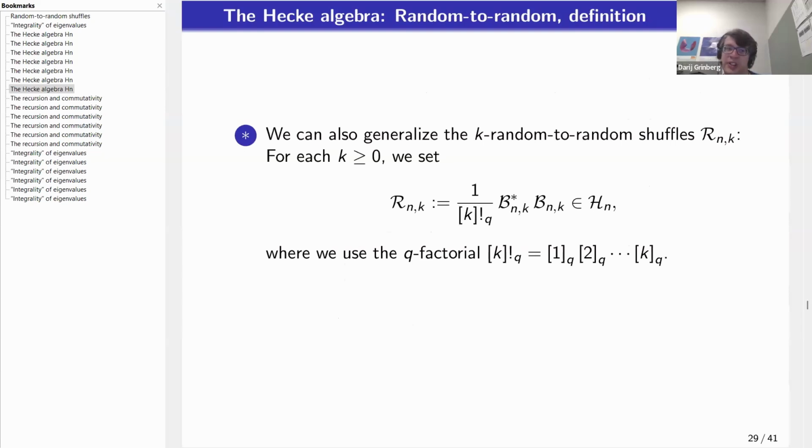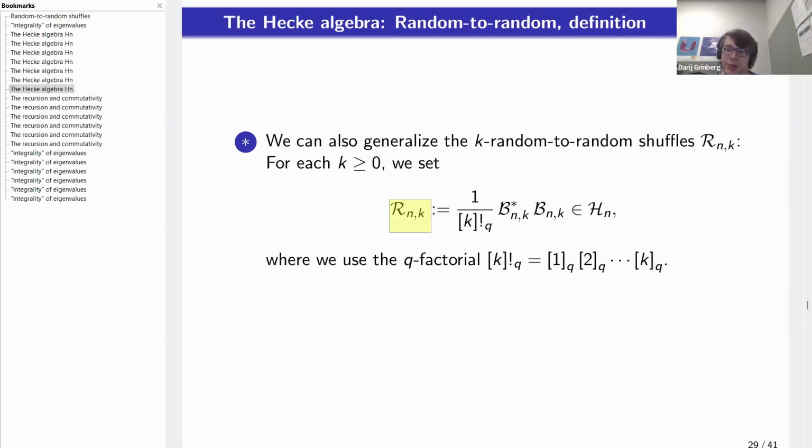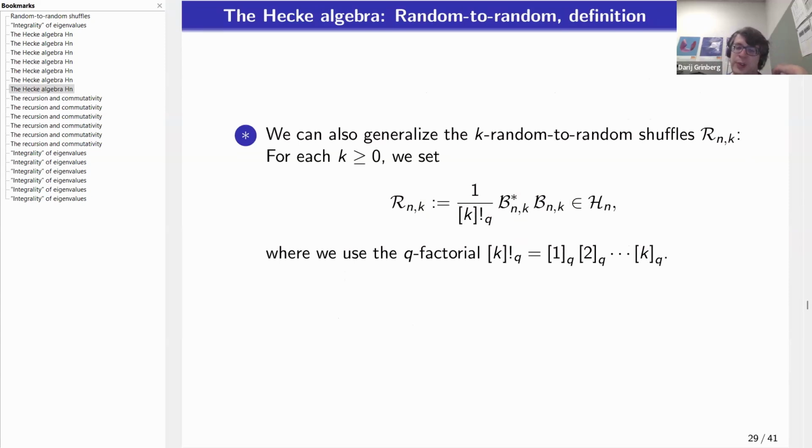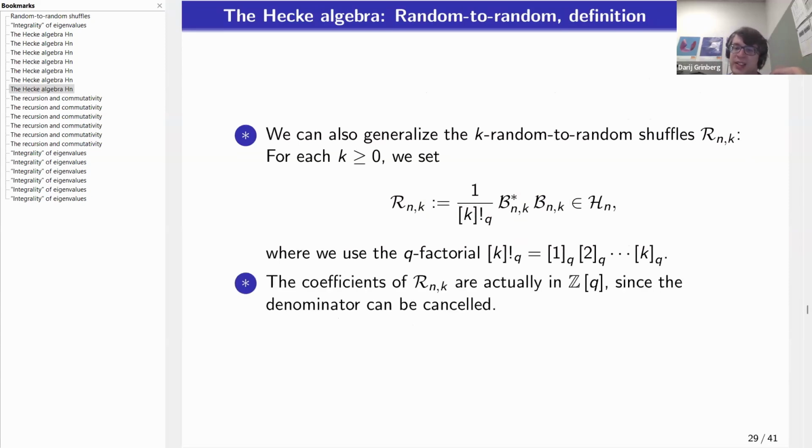Now, and this is much newer, you can still define the random-to-randoms in the Hecke algebra by using the formula that we had in the symmetric group algebra, not the definition in terms of non-inversions. That one doesn't work. But the definition in terms of b star b divided by k factorial, well, it's a q-factorial now. The first sign that this is nice is that this division goes through. No denominators remain, everything cancels.